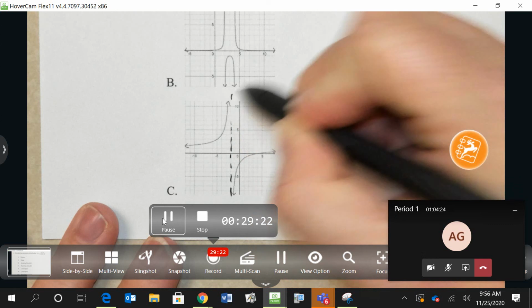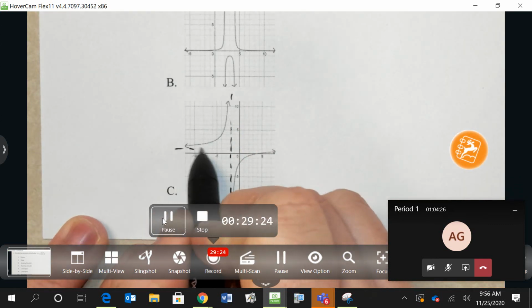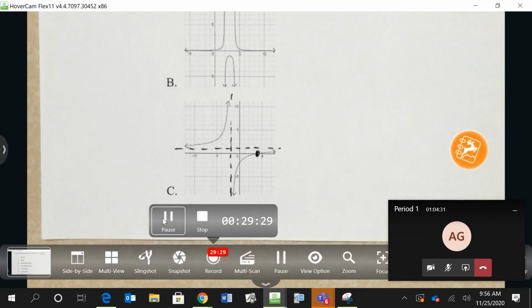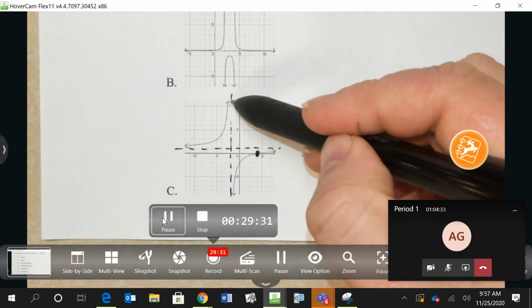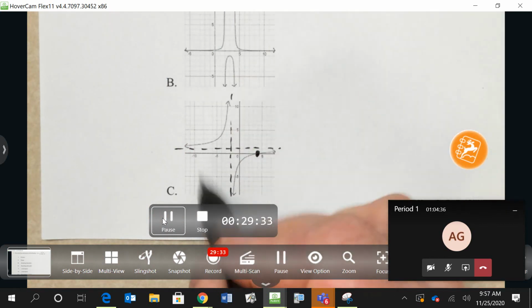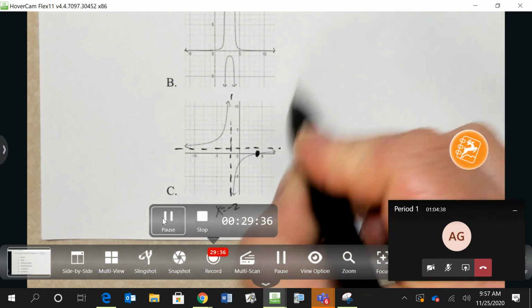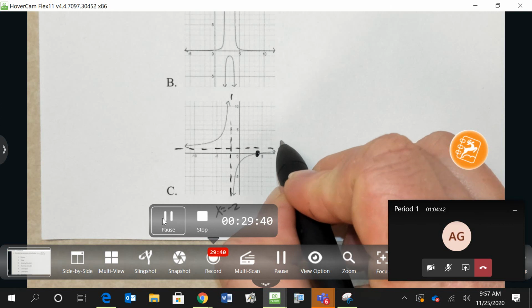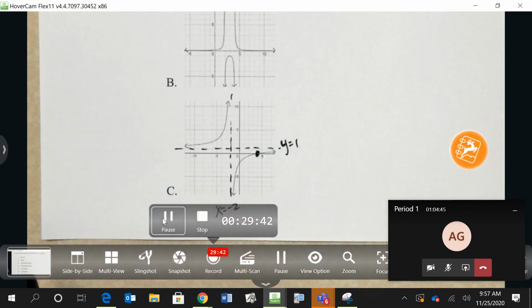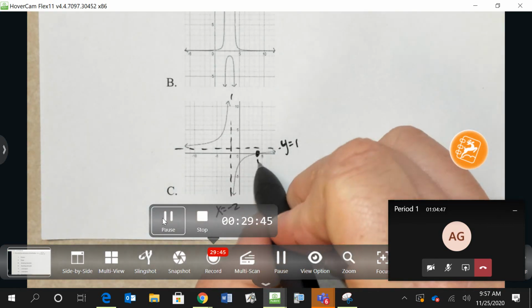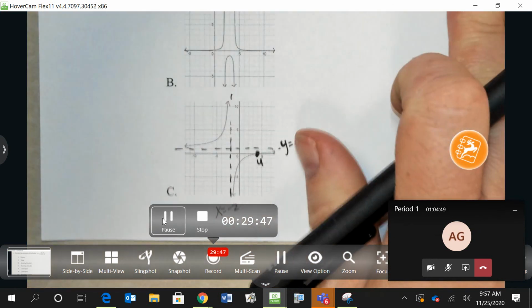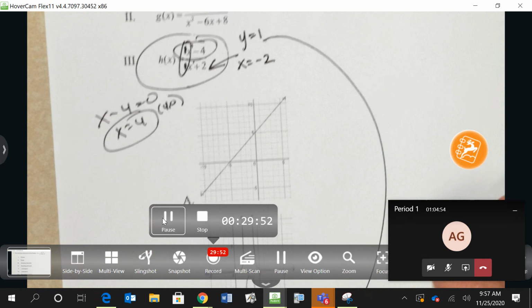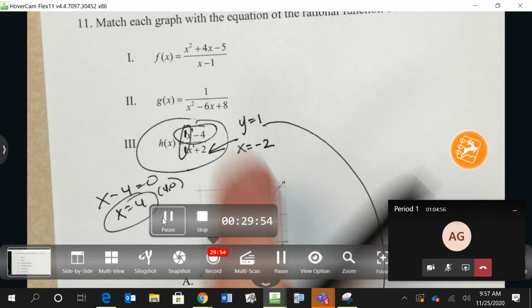Okay, that's right. It has a y-intercept at 1. That's exactly what we looked at. And it has an x, excuse me, I may have said the wrong terminology. It has a vertical asymptote at x equals negative 2. It has a horizontal asymptote at y equals 1, and then it has the x-intercept at 4. So C belongs to option 3. Okay, let's look at the next one.